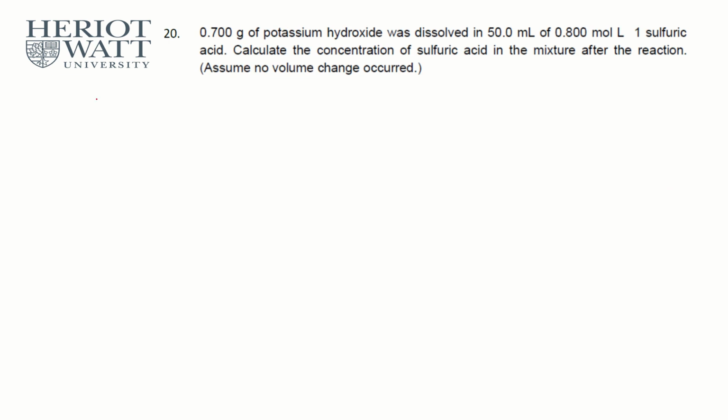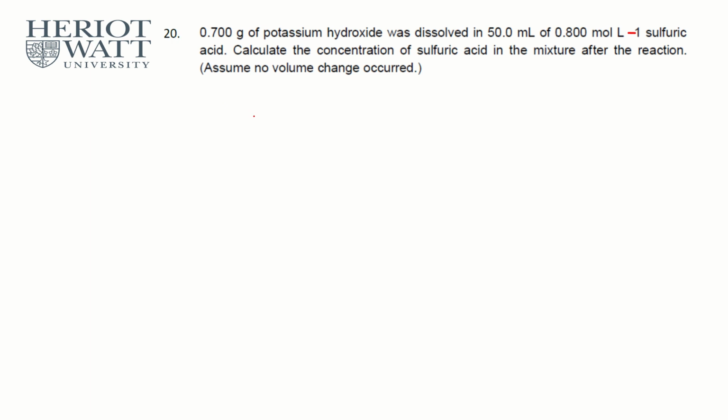Let's continue. Question 20. 0.7 grams of potassium hydroxide was dissolved in 50 ml of 0.8 mole per liter, again guys, my apologies, it's mol L^-1, of sulfuric acid. Calculate the concentration of sulfuric acid in the mixture after the reactions. When they say calculate the concentration of sulfuric acid, they give a hint here. The hint is the sulfuric acid is in excess, because after the reactions, you still have some remaining of sulfuric acid. Make sense? So let's check what is the concentration of remaining sulfuric acid.